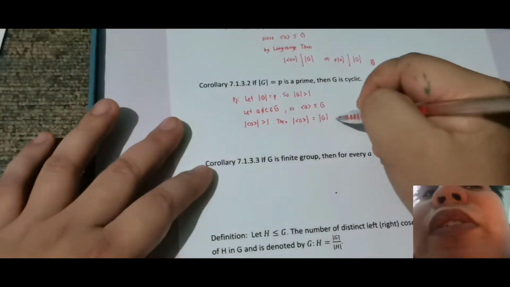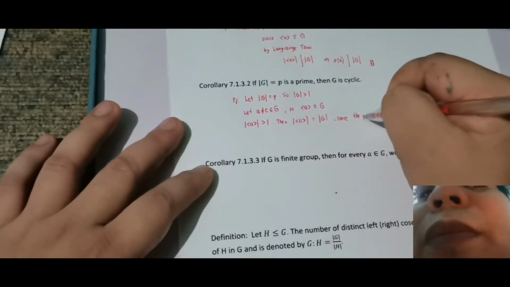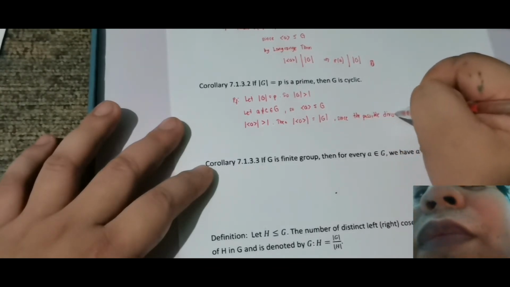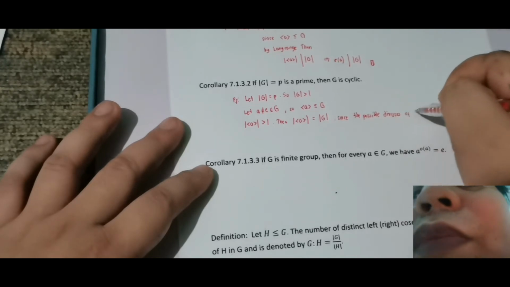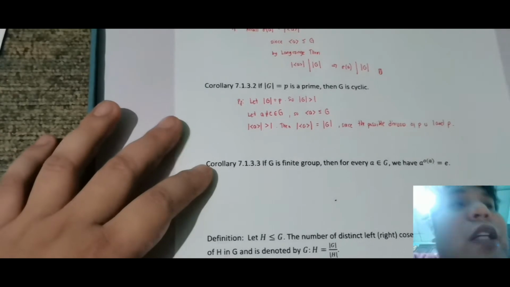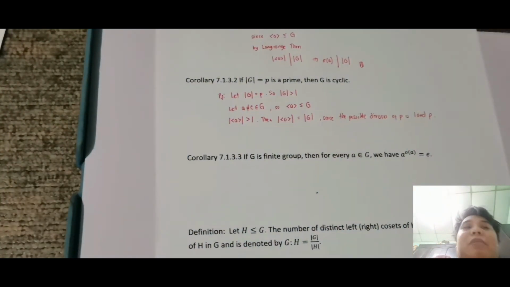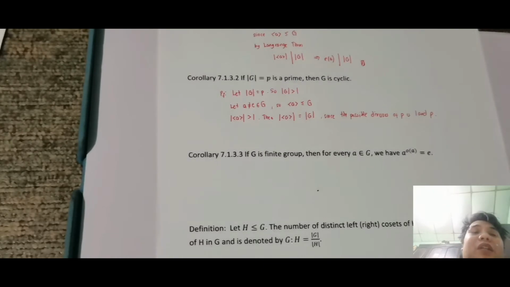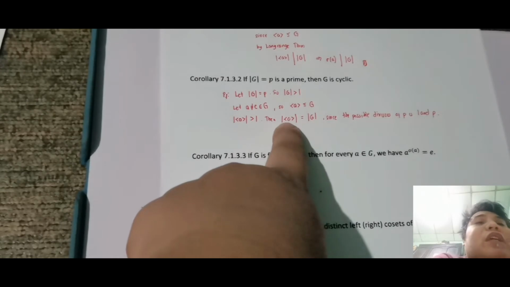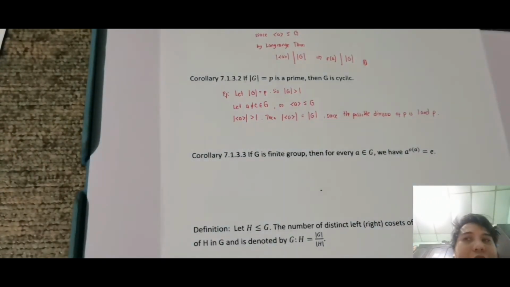Since the possible divisors of P are 1 and P, nilagay ko na lang dyan, 1 and P. In which, ano na ibig sabihin? Ano na nakikita yung order ng G? Therefore, the order of G, or the order of the cyclic subgroup generated by A, is equal to G. So yan yung pinaka-reason. Now, kung ganun yung nangyari, ano man sabi nyo?